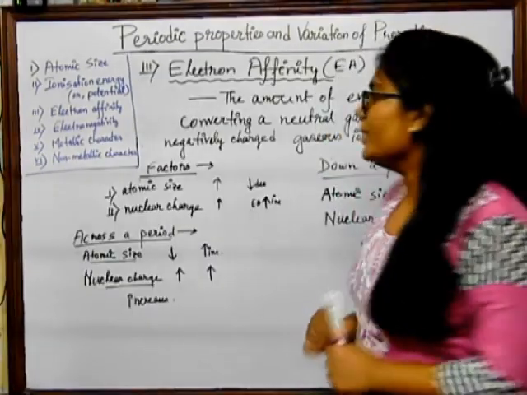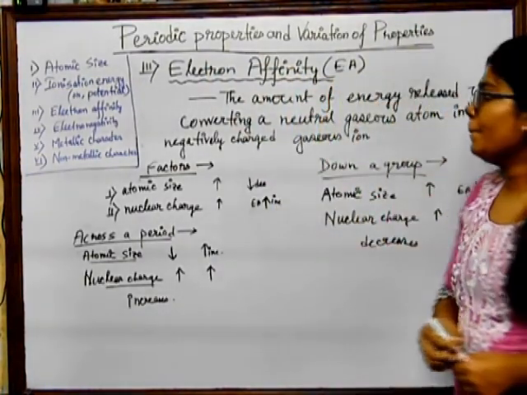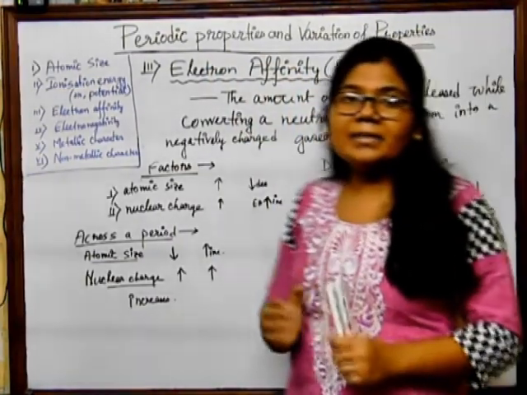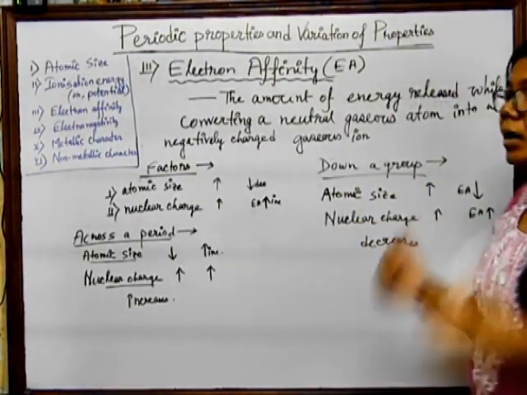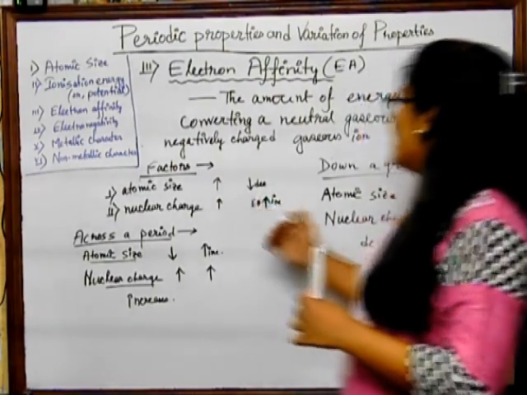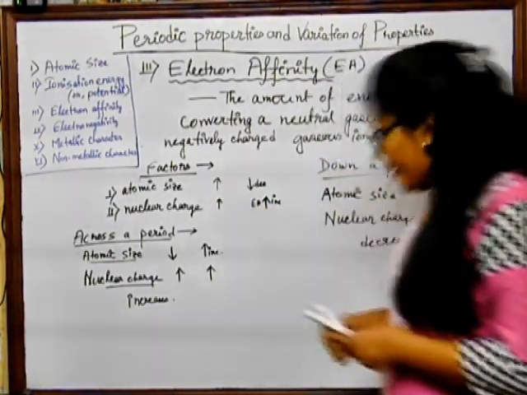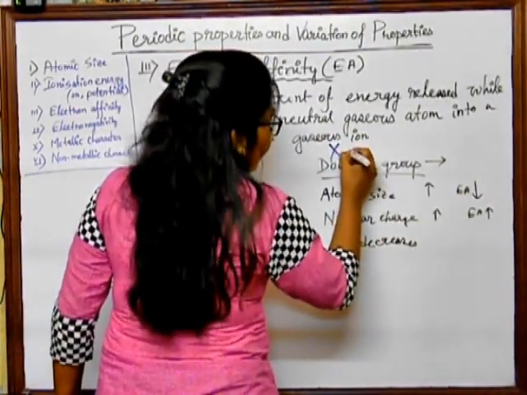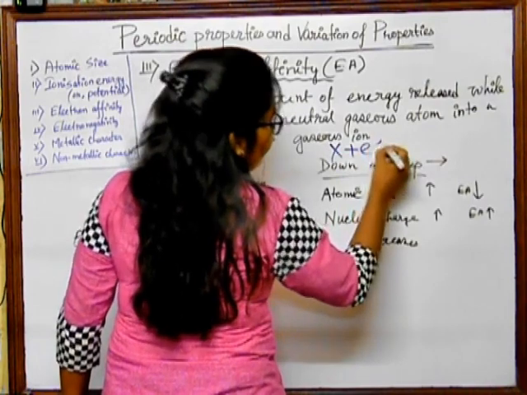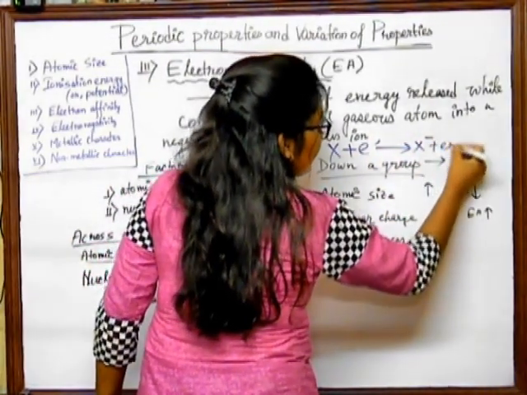So we come to the next property, electron affinity or EA. What is electron affinity? The amount of energy released while we are converting a neutral gaseous atom into a negatively charged gaseous ion or anion. Like if X is a neutral atom and we are adding an electron there, then it becomes an anion and some energy is released.